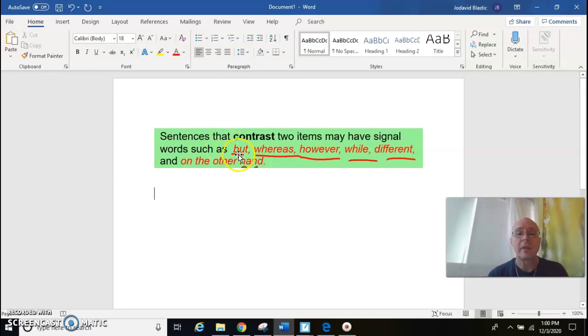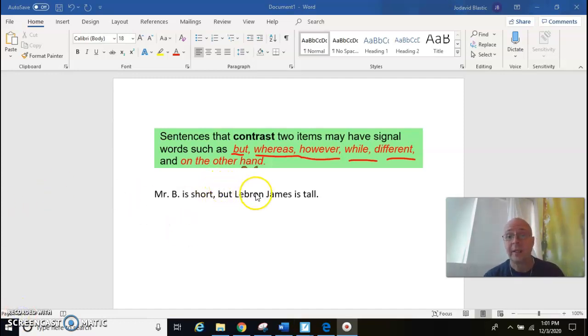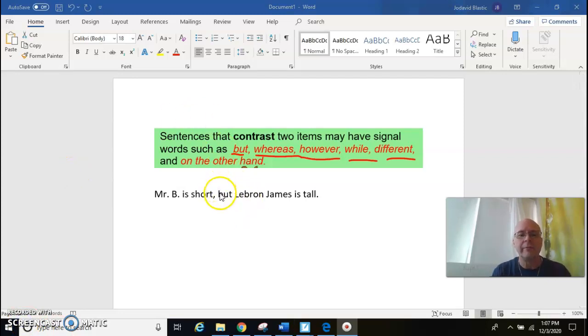So let's start with the word but. Let's take this sentence here. Mr. B is short, but LeBron James is tall. My key word there is but. It's a conjunction. But LeBron James is tall. That shows how we're different. You wouldn't say Mr. B likes candy, but LeBron James does too. That doesn't make sense. Instead, Mr. B likes candy, but LeBron James does not. They're opposite, they're different. They're contrasting. That's what we're talking about today.